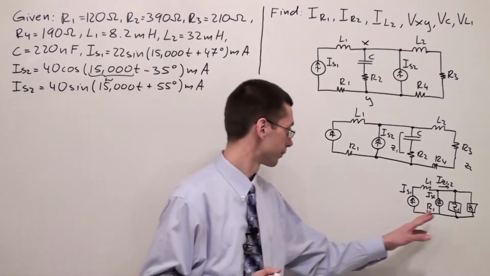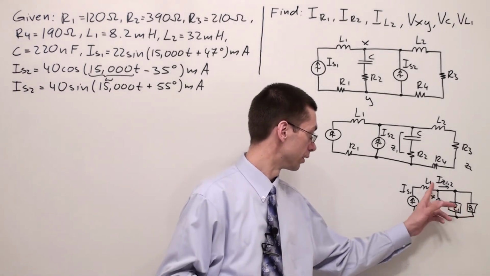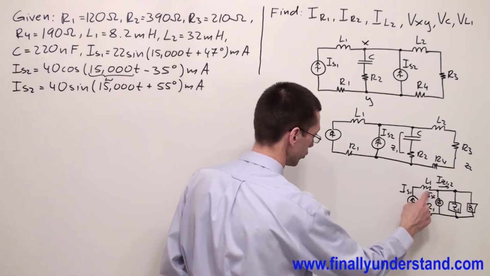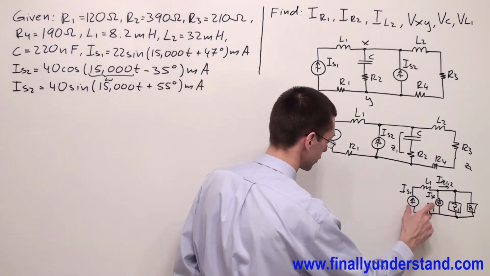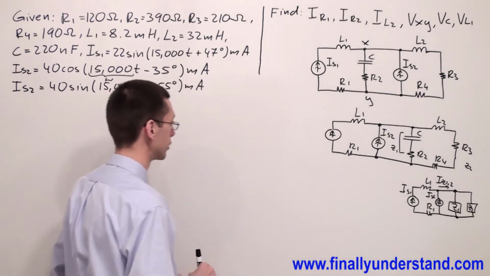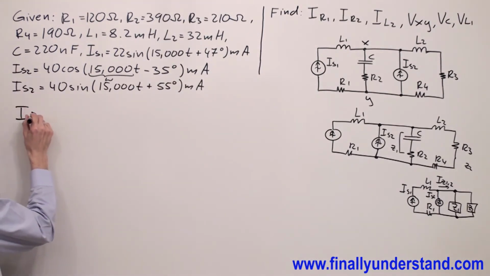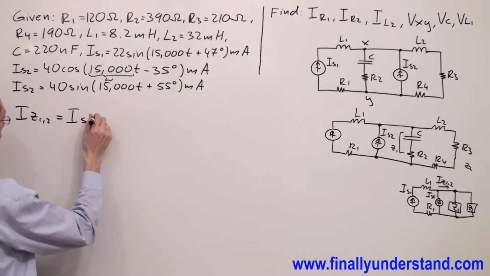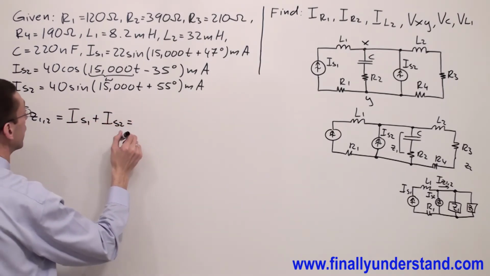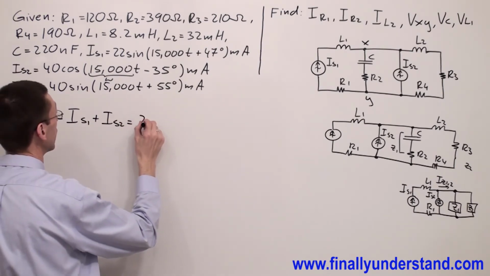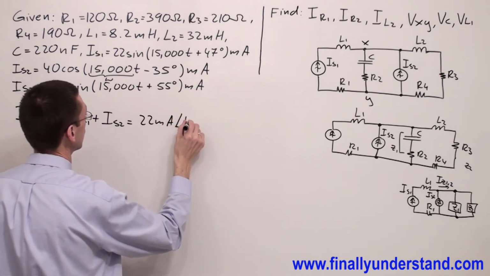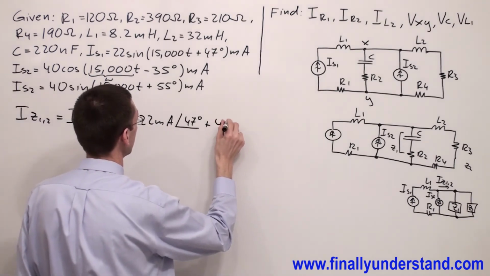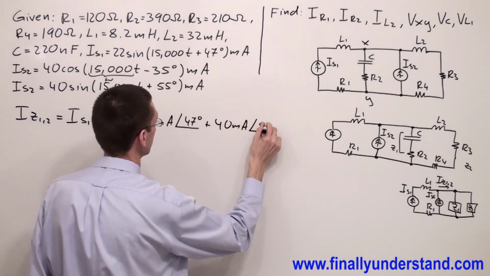So we found the impedance Z12, and next we're supposed to find the current IZ12. As we said before, this is the sum of these two currents. Why? Because these two currents are going to the same node. So IZ12 is equal to I source 1 plus I source 2, where I source 1 is 22 milliamps, an angle of 47 degrees, plus I source 2 is equal 40 milliamps, an angle of 55 degrees.